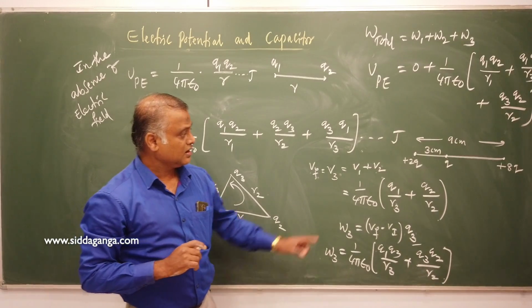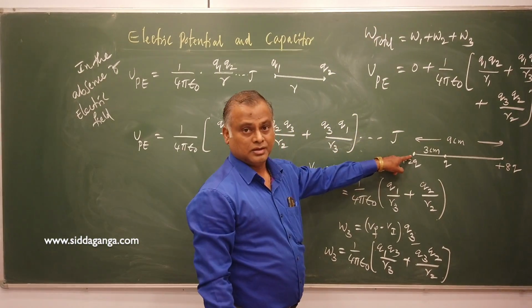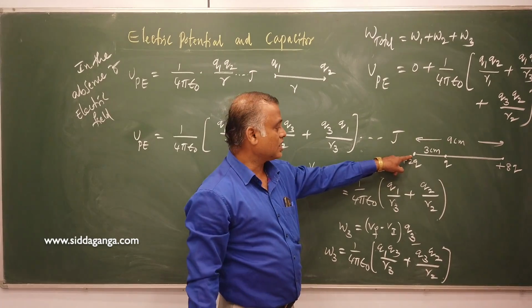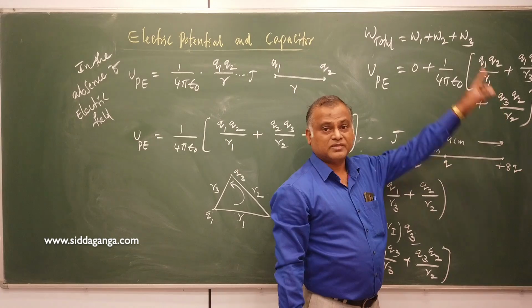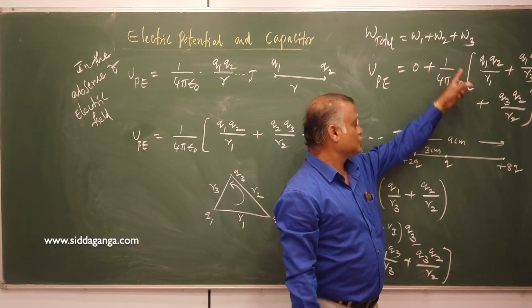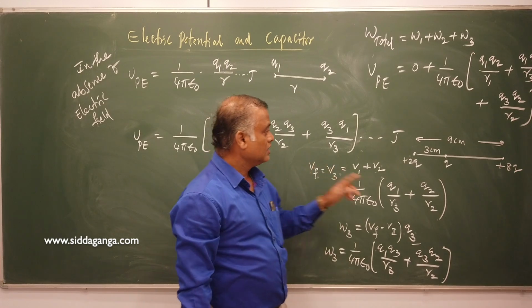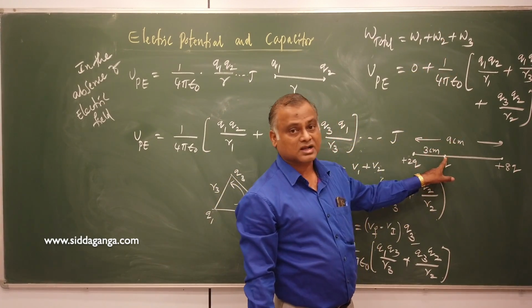What happens is, 2q is carried from infinity to this point. When there is no electric field, work done is 0. Then q2 is brought from infinity to the point under consideration. Work done is not 0 here, sorry. Then the third charge, q, is carried from infinity to the point under consideration.